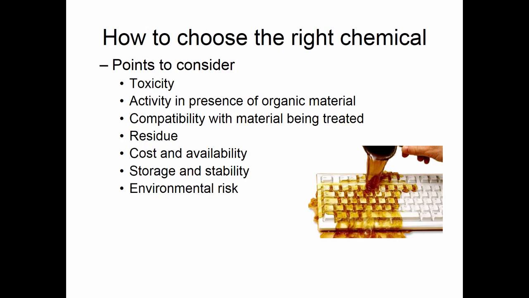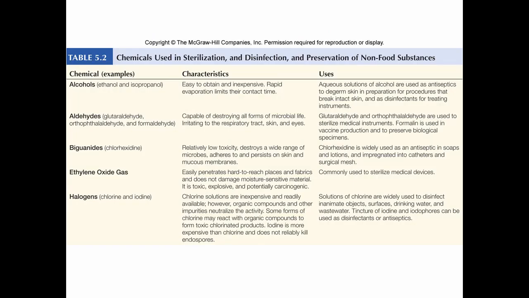Storage and stability. If you've got an item and it's no longer good after a while, that makes a difference. Guess what? That gallon of bleach loses its potency the longer it sits. Okay. Environmental risk makes a difference as well. What are you dumping down the drain and what is it affecting? Okay? So there's a lot of things that go into how to choose the right chemical and thinking about what it's going to do and how it works.